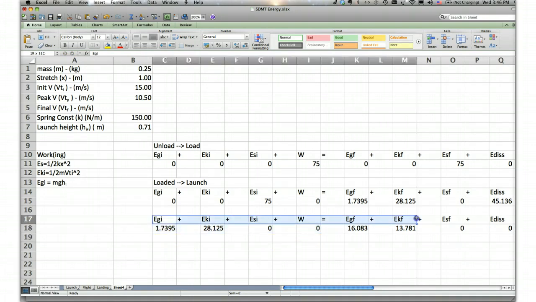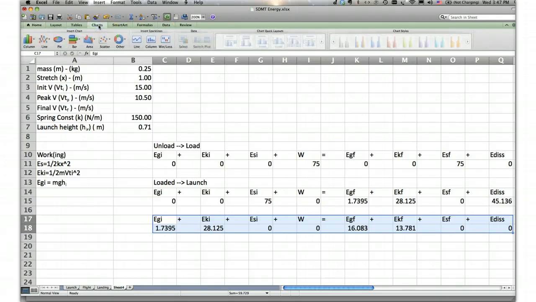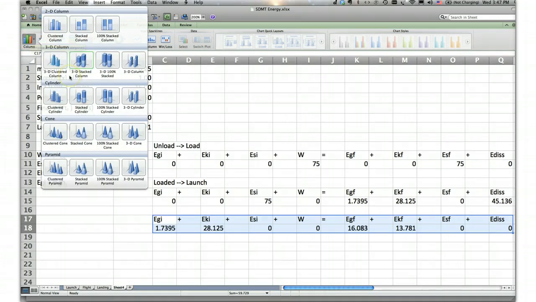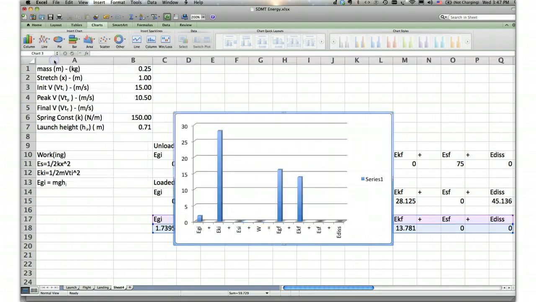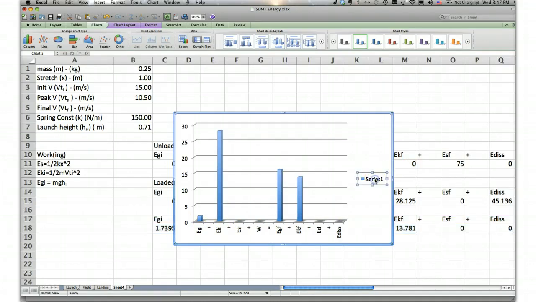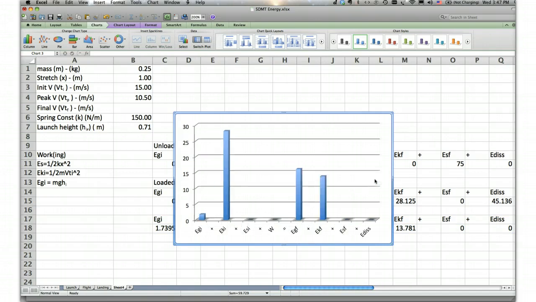Now if you want to create a chart, what you would do is find charts somewhere in your Excel, because different operating systems look different in different versions. But what I'm going to do is just choose columns like that. And so you'll see that I started out here with a little bit of gravitational and a lot of EK, and then now it's switched over. I get rid of this because they're all series 1.